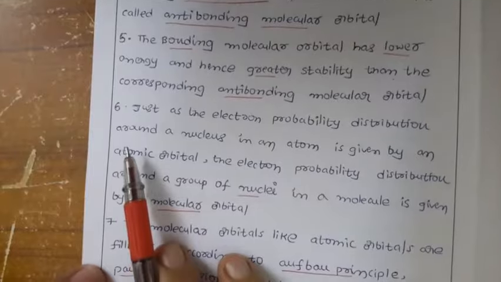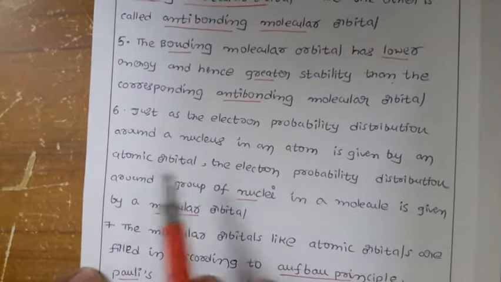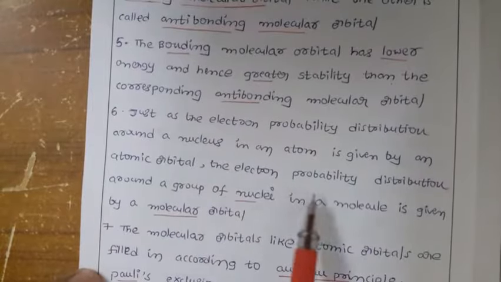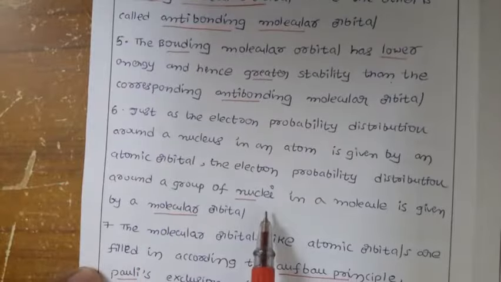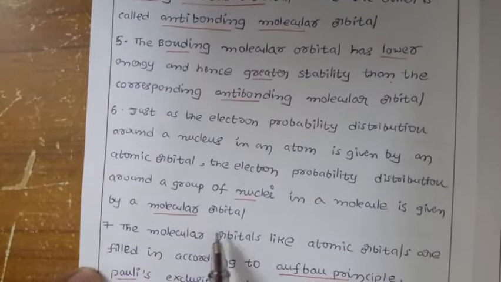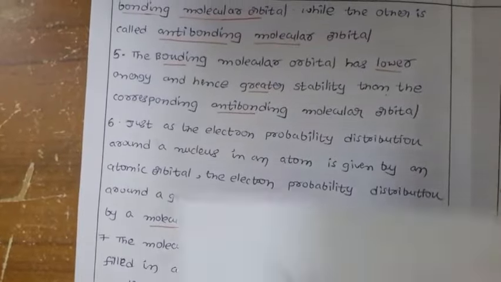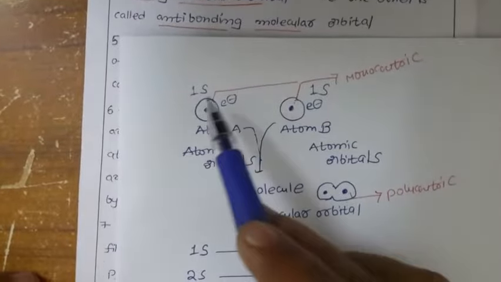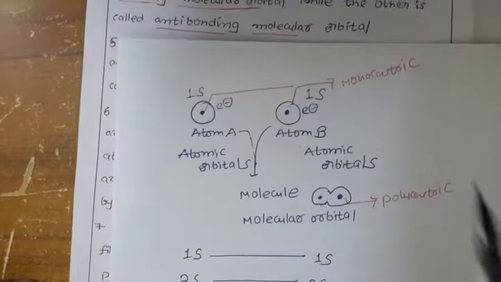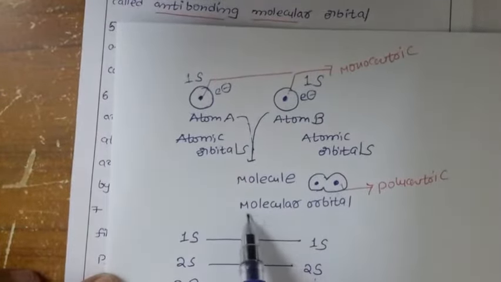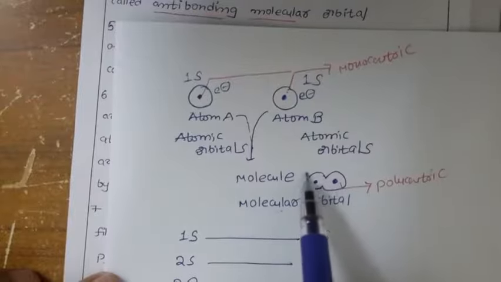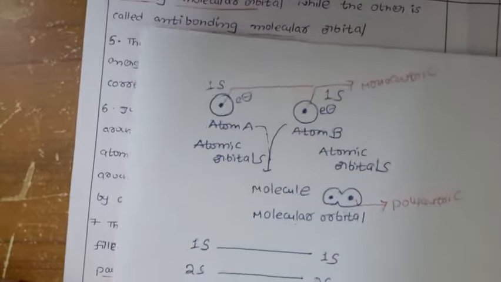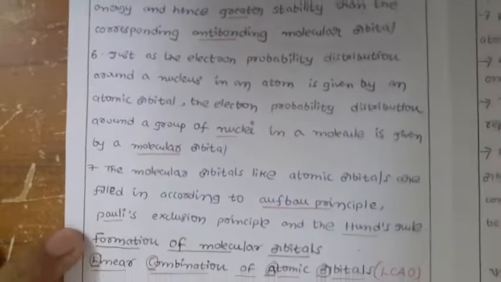Next, the sixth point: just as the electron probability distribution around the nucleus in an atom is given by an atomic orbital, the electron probability distribution around a group of nuclei in a molecule is given by a molecular orbital. Let us define orbital. An orbital is where the probability of finding electrons is maximum. That is the atomic orbital. Similarly, a molecular orbital is where, in a molecule, the probability of finding an electron is maximum.